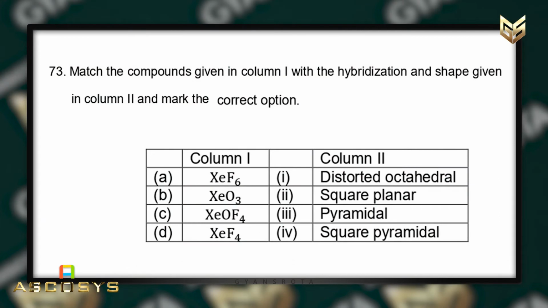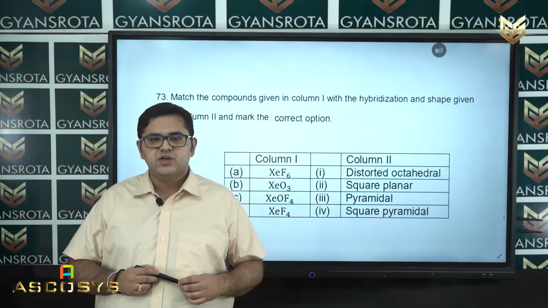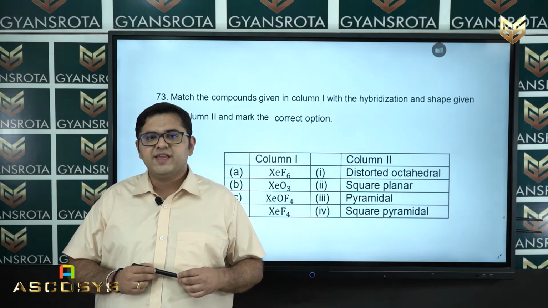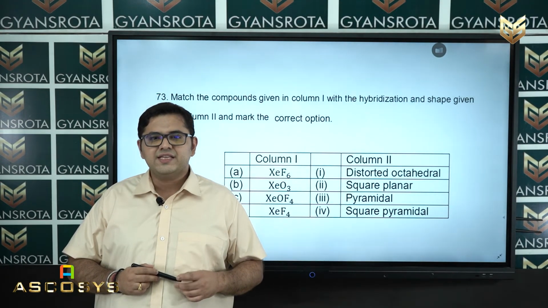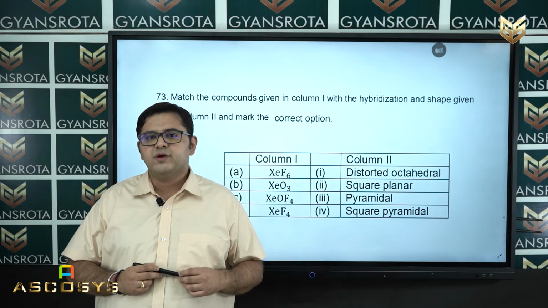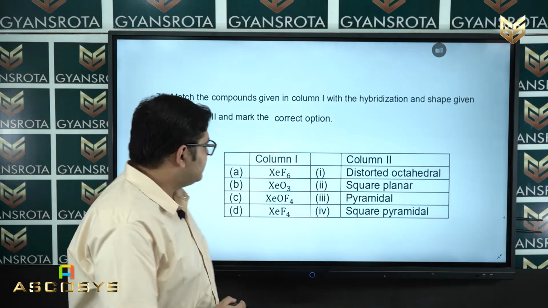So now we are moving to the next question, that is question number 73. Question number 73 is on your screen. Match the compounds given in column 1 with the hybridization and shape given in column 2 and mark the correct option. This question comes from the chemical bonding chapter of your class 11 NCERT. So now we are moving to the solution part.